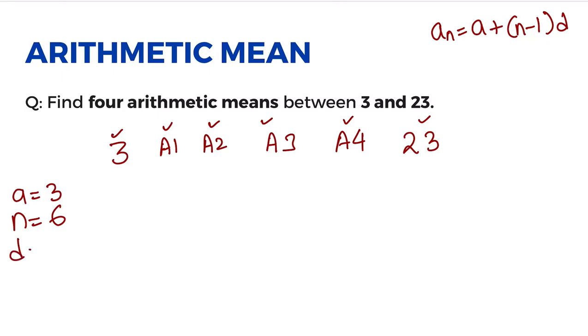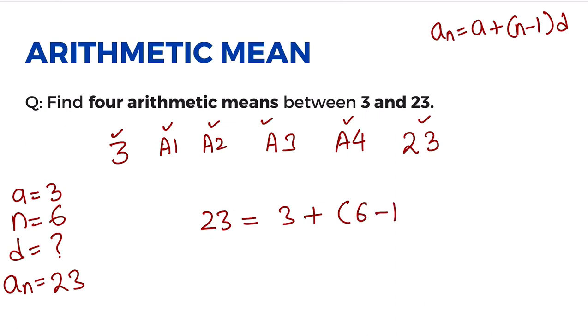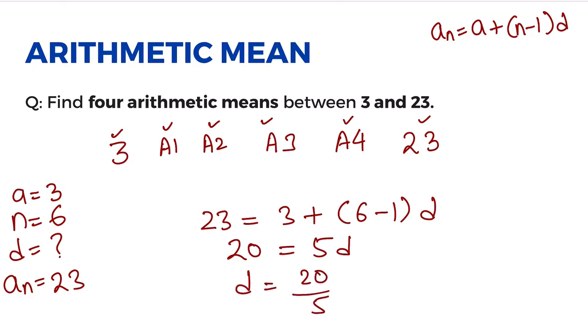Do we know the difference between any two numbers? No, because if we had known, then we could simply find A1, A2, A3. And we know an is what? 23. The last term of the series is 23. Now you can use the formula an is equal to a plus (n minus 1) d, that is 6 minus 1 into d. So this is 20 is equal to 5d. d is equal to 20 by 5, that is 4. So the difference is 4.